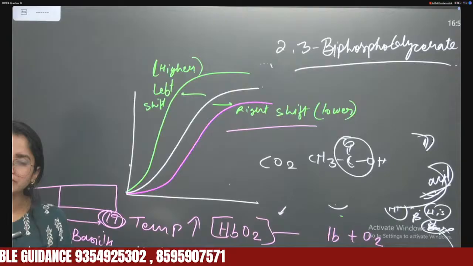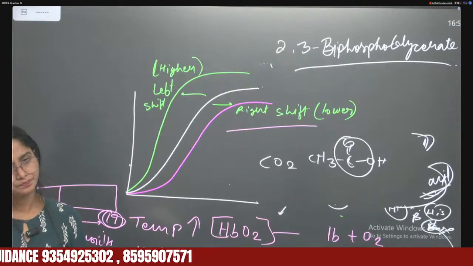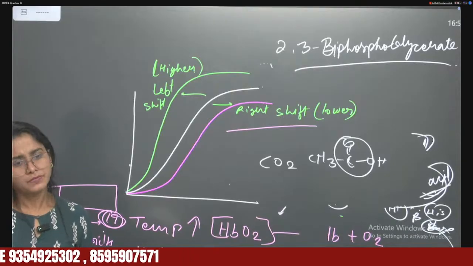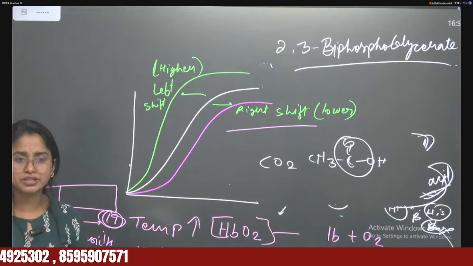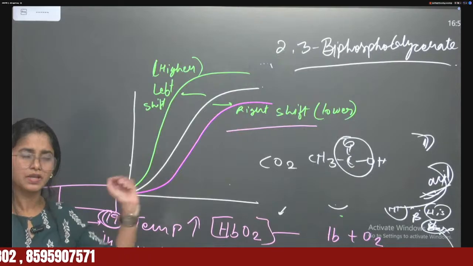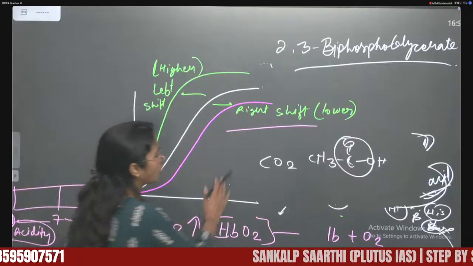pH से रिलेट करो, रिलेट विद द टेम्परेचर. हाँ, फिर उसके बाद CO2 से रिलेट करो. इसी को बना के जो शो कर, इसको आपको बोहर इफेक्ट में दिखाना है.